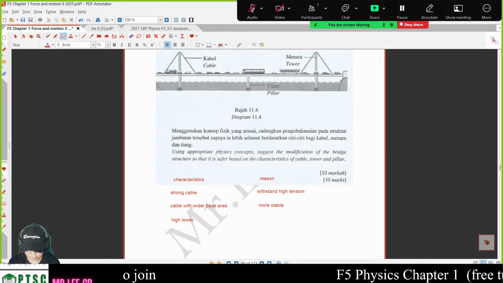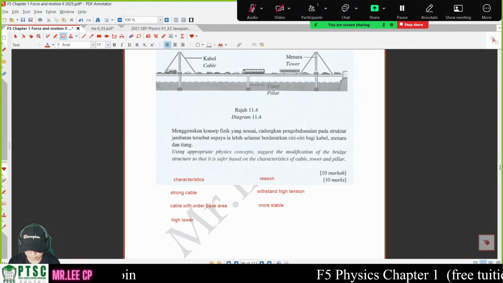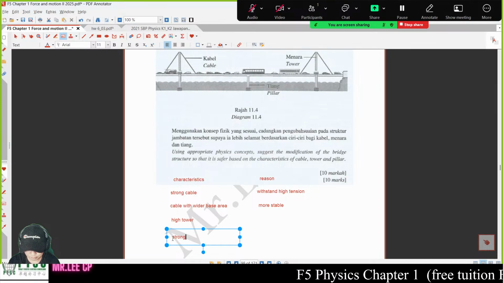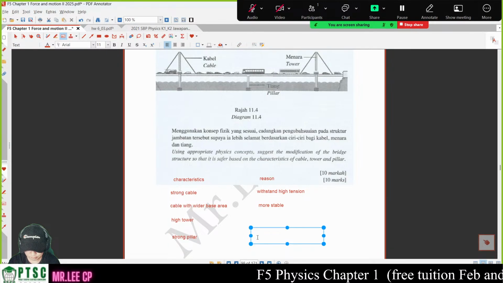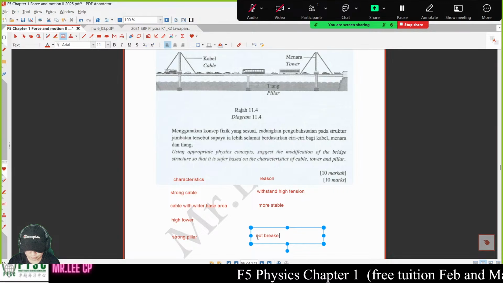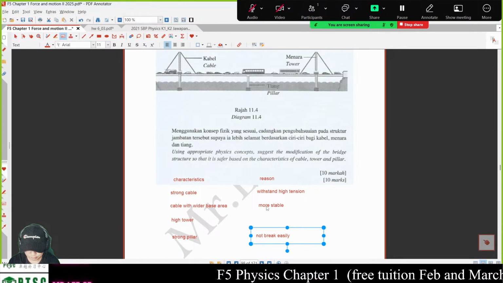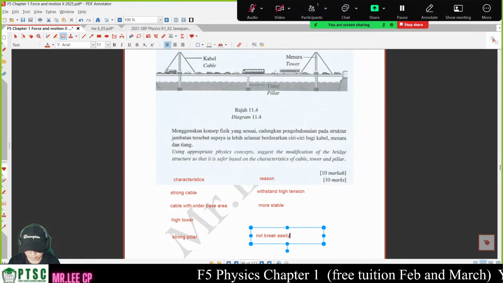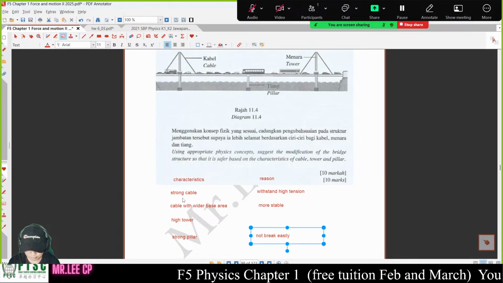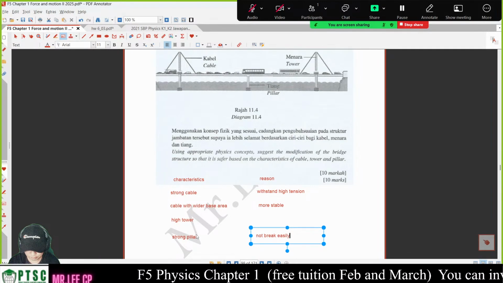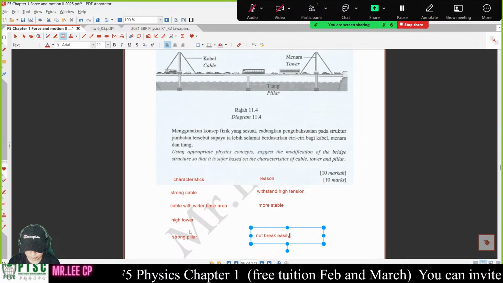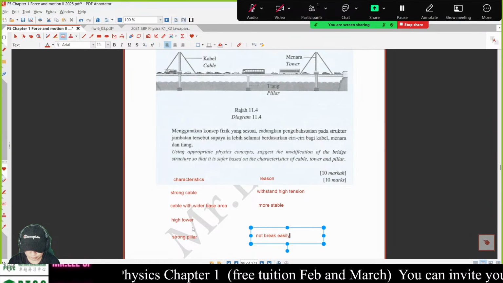I don't know what else. So pillar, strong pillar. Strong pillar, not break easily. Yeah. What else? 1, 2, 3, 4, not enough. Strong tower. High pillar. Cable, I got 2. Pillar. Strong pillar. So I don't know what else.